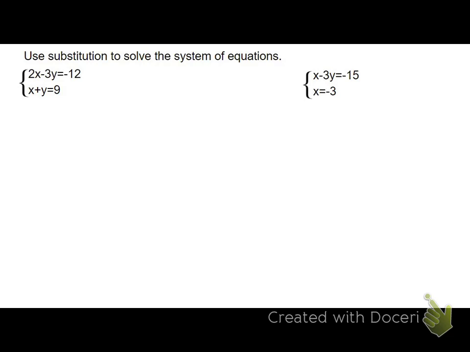Let's take a look at the backside now. We have 2x minus 3y equals negative 12. And then we have x plus y equals 9. Which equation are we going to take from standard form? Now, standard form is where it has both variables on one side. Which equation are we going to write so the variable is totally by itself on one side of the equal sign? The top or the bottom?